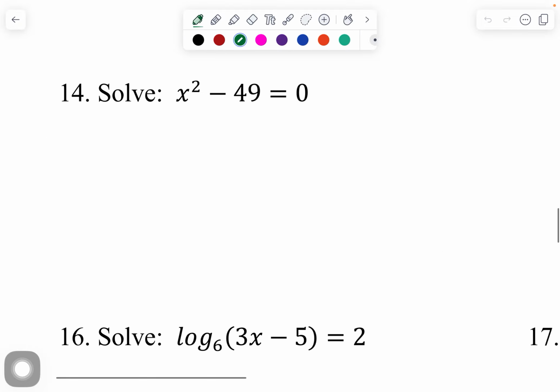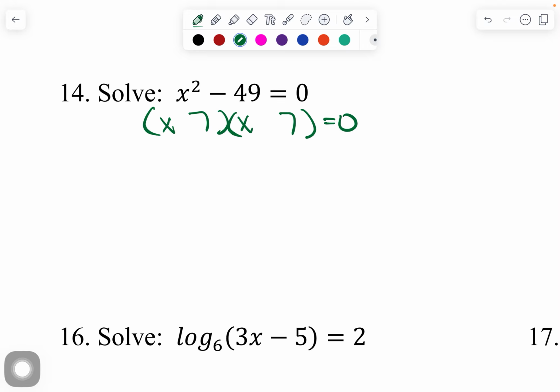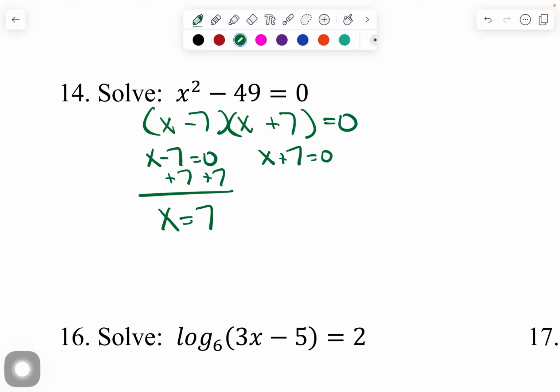All right, question number 14, we have x squared minus 49 is equal to 0. I'm going to go ahead and factor this really quickly, just because that's what my brain tells me to do. So split the x squared into x and x, split the 49 to 7 and 7. One's positive, one's negative. So take each factor, set it equal to 0. So x minus 7, add 7. We're going to get x is equal to positive 7. For the negative 7, subtract 7, and x is equal to negative 7.